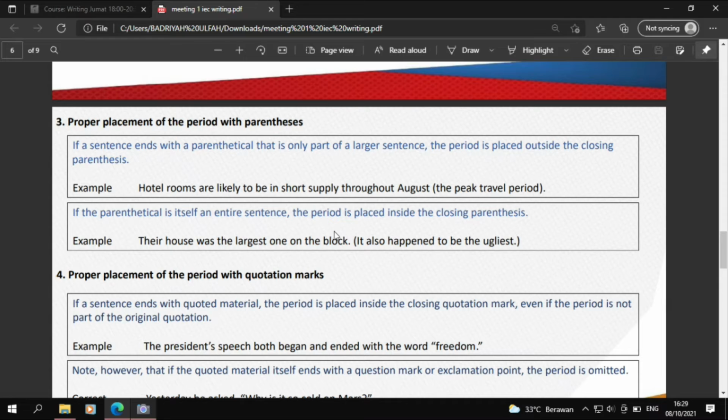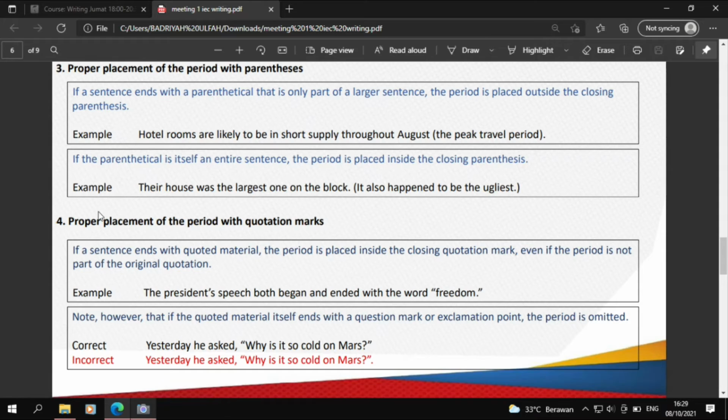Ya, tapi ini jarang terjadi sebenarnya. Rata-rata kita selalu buat dalam kurung itu cuma menjelaskan sedikit ya kan dari yang di depannya itu. Nah, maka letak periodnya itu outside the closing parenthesis. Okay? The fourth part, we have proper placement of the period with quotation marks.